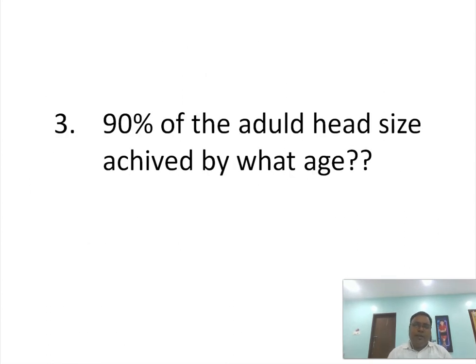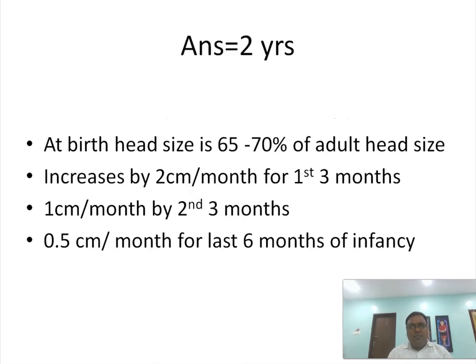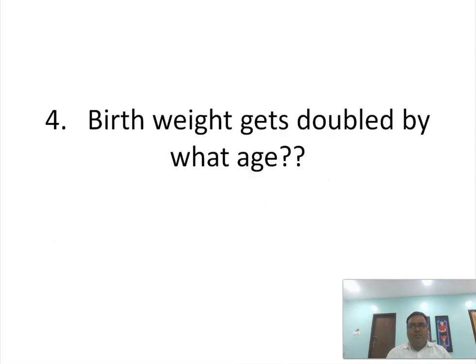Next, 90% of the adult head size is achieved by what age? Answer is 2 years. At birth, head size is 65 to 70% of adult head size. It increases gradually. In the first 3 months, it increases by 2 cm per month. Then by 1 cm per month from 3 months to 6 months. Then by 0.5 cm per month from 6 months to 1 year. So initial 3 months, 2, 2, 2, then 1, 1, 1, then 0.5, 0.5, 0.5 till 1 year. This we can remember by this. So by 2 years, 90% of the head size will be achieved.